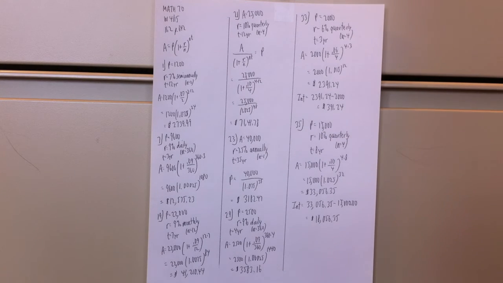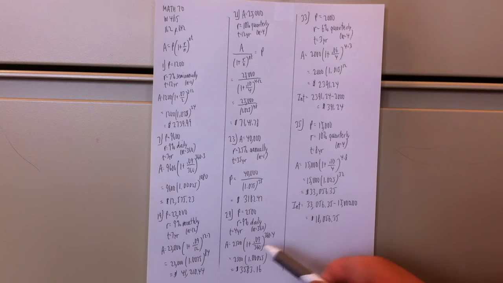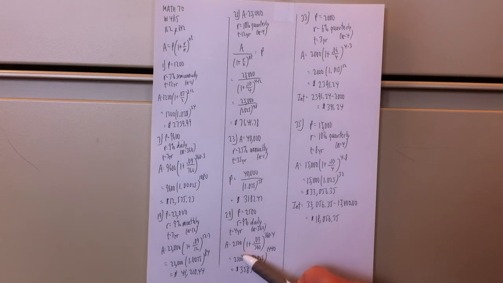Then problem 29, we have P is 2,500, R is 9% compounded daily, so again they wanted to use N as 360, and T is 4 years. So punch everything in. The new amount is 2,500 times (1 plus 0.09 divided by 360), raised to the 360 times 4. This comes out to be 2,500 times 1.00025 raised to the 1440. Punch it in the calculator, 3583.16 for that particular word problem.